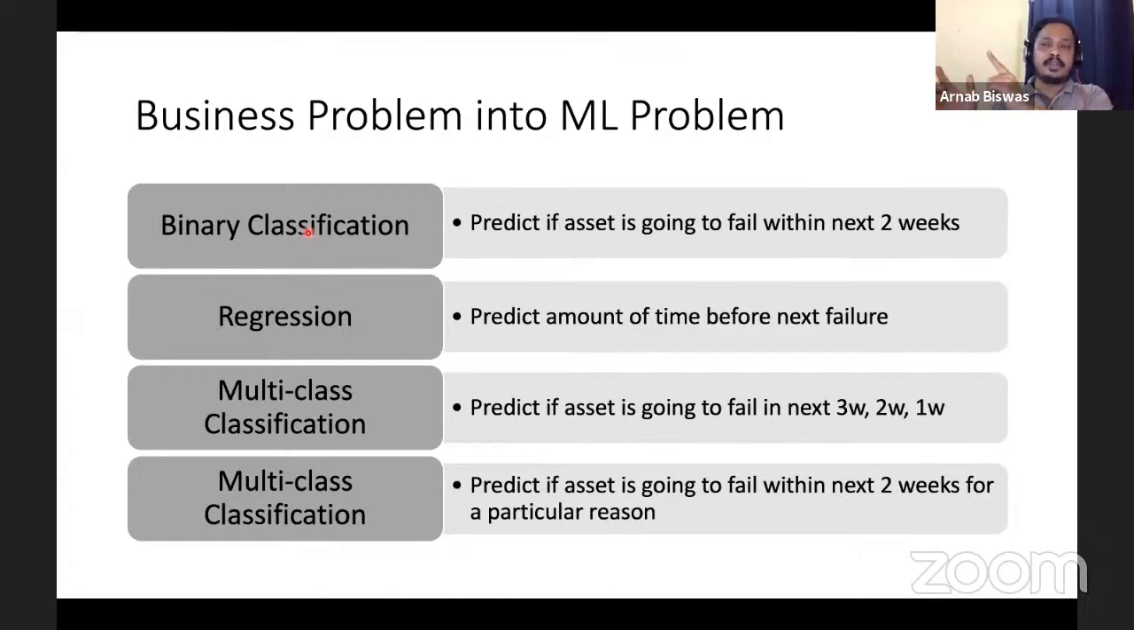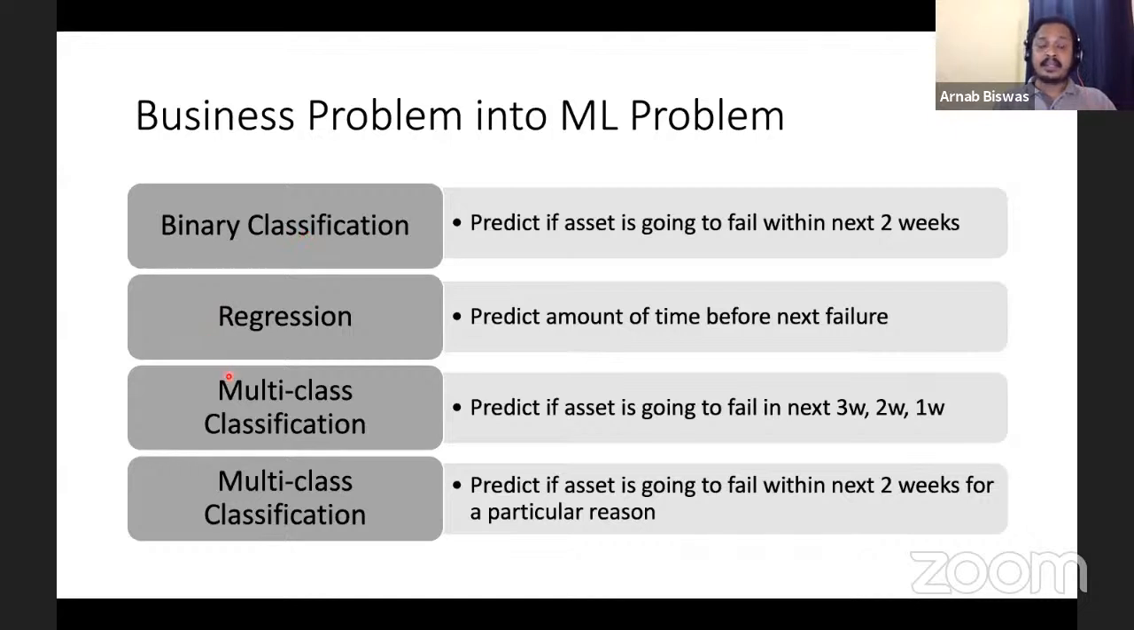Yes, it's going to fail within the next 2 weeks, which is probably 1, and no, it's not going to fail in the next 2 weeks, which is probably 0. Now, if we handle it as a regression problem, then we need to predict the amount of time left before the next failure, which becomes the remaining useful life.